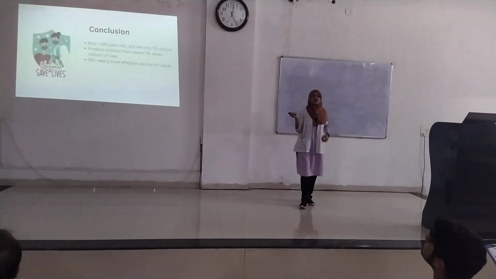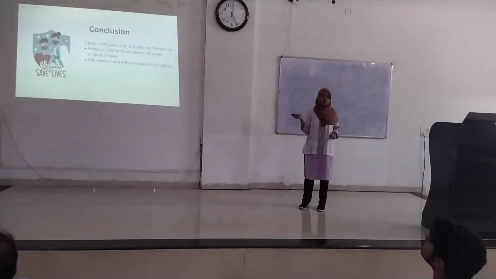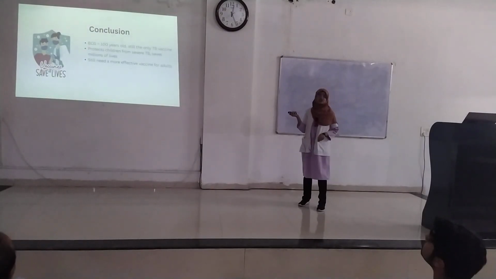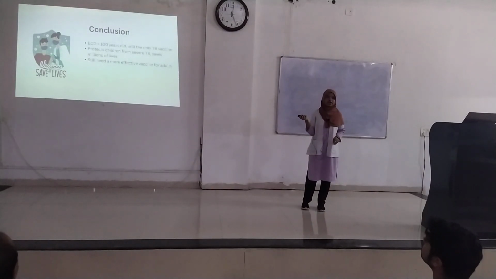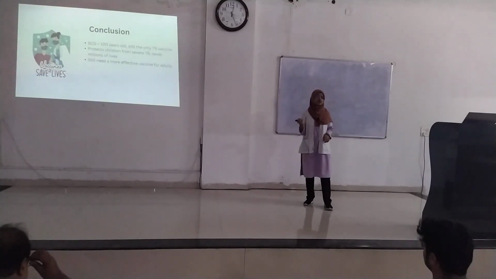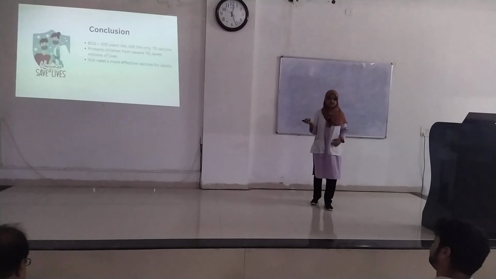To conclude, BCG remains the cornerstone in the prevention of tuberculosis. Although it is not very effective in preventing adult pulmonary TB, it has saved millions of lives by protecting children from severe childhood TB. So that's all. Thank you.